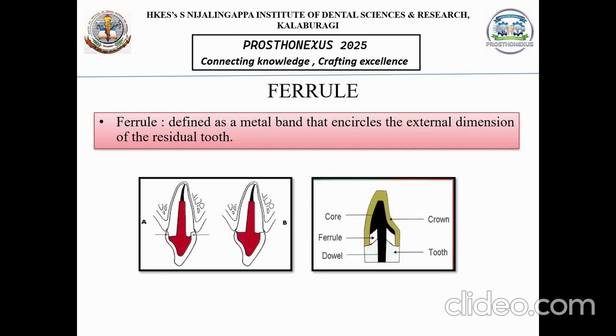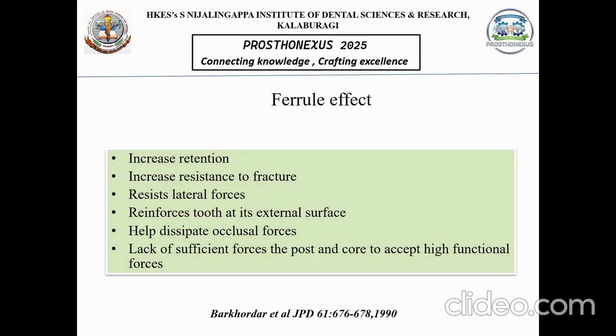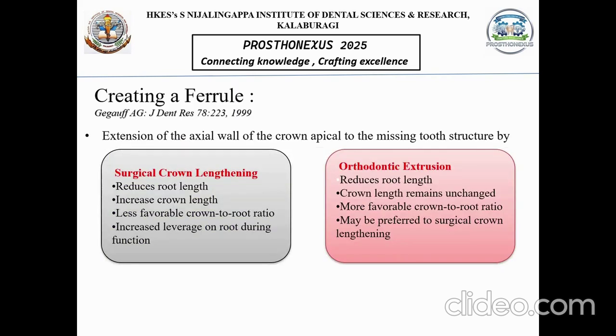Ferrule, as the definition says, is a metal band that encircles the external dimensions of the residual tooth. What are the advantages of this ferrule fit? It increases retention, it increases resistance to fracture, resists your lateral forces, reinforces the tooth at its external surface, and helps in dissipating the occlusal forces. Lack of sufficient ferrule causes the post and core to be unable to accept high functional forces, creating a failure.